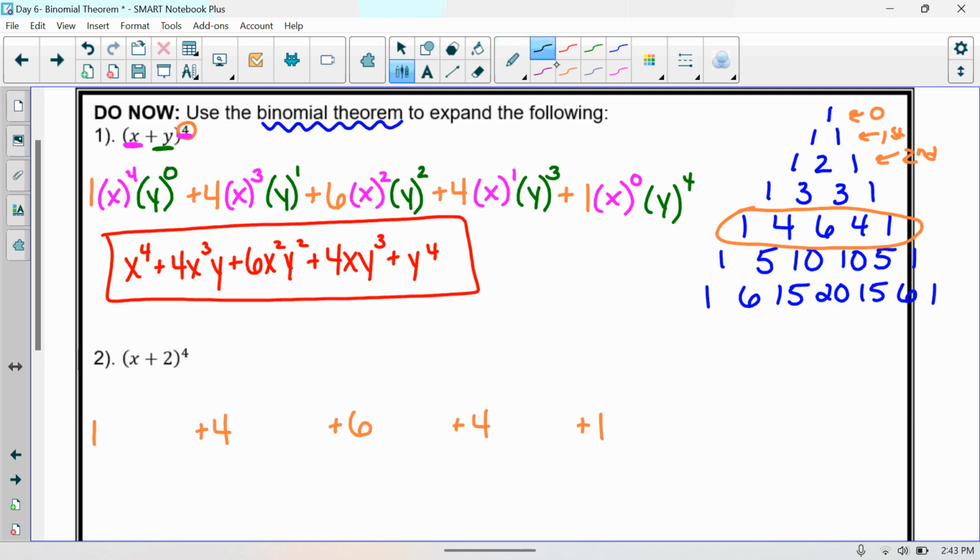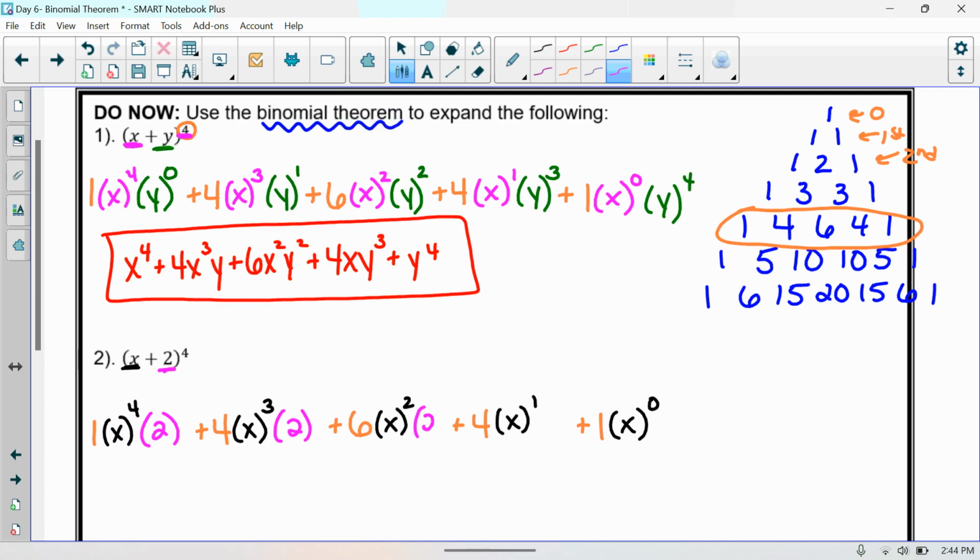Same process. I'm going to start with the x. Each term gets an x. I start with an exponent of 4 and I count down: 3, 2, 1, 0. And we go to the second term, which is a 2. Each piece gets a 2. This time I start at 0 and I count up.